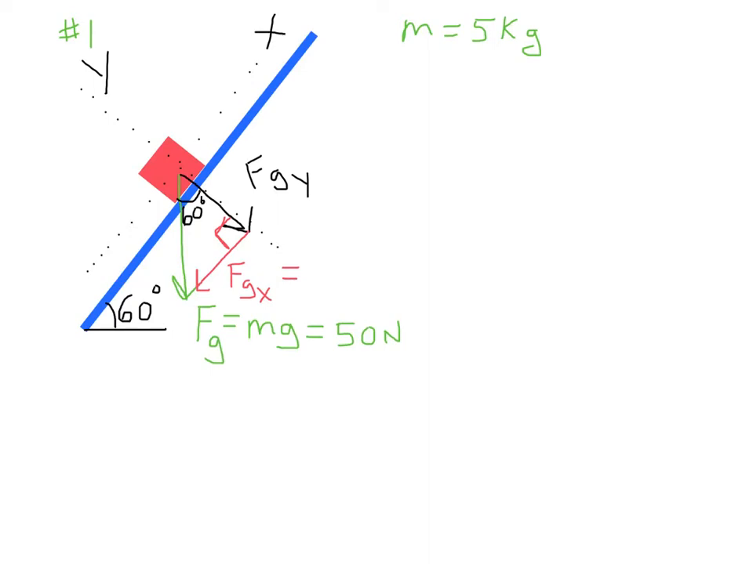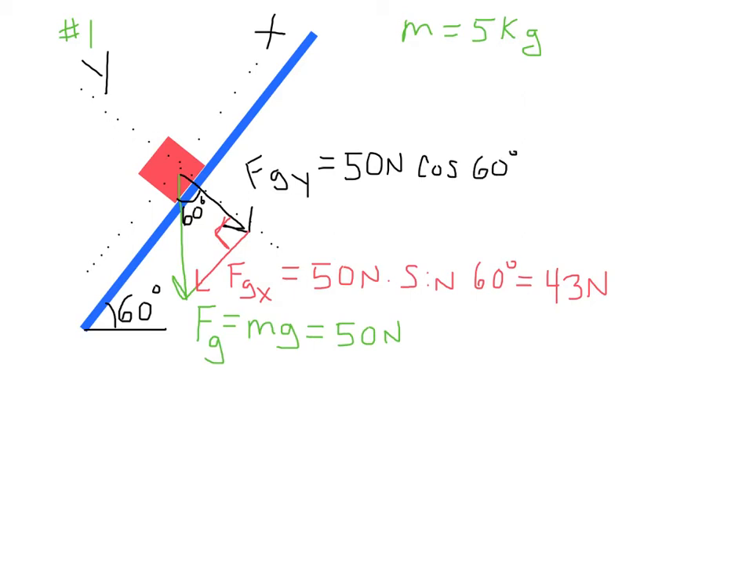So you can say our force of gravity in the x direction is our 50 newtons times, since we're going opposite that angle, sine of 60 degrees. And this comes out to be 43 newtons. We can do the same thing here with our force of gravity that's perpendicular. This is going to be 50 newtons times the cosine of 60 degrees. And when we work that out, that comes out to be 25 newtons.